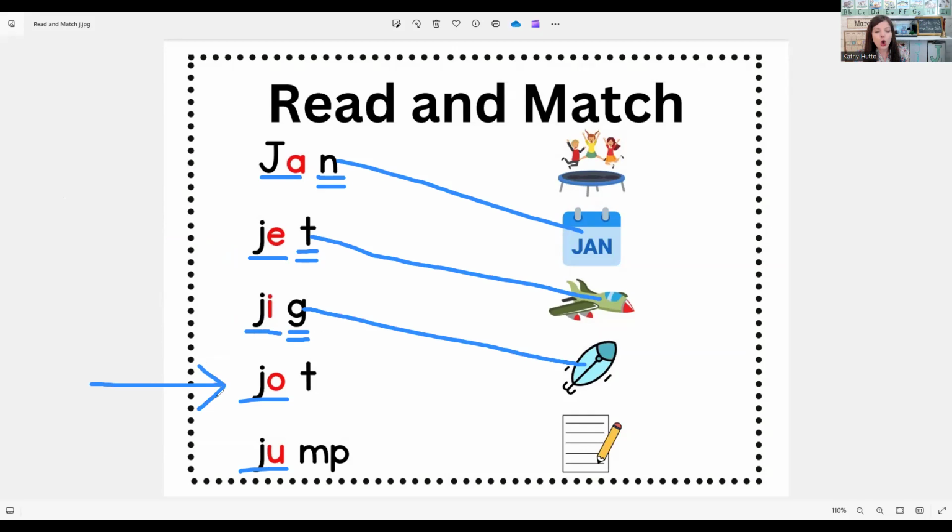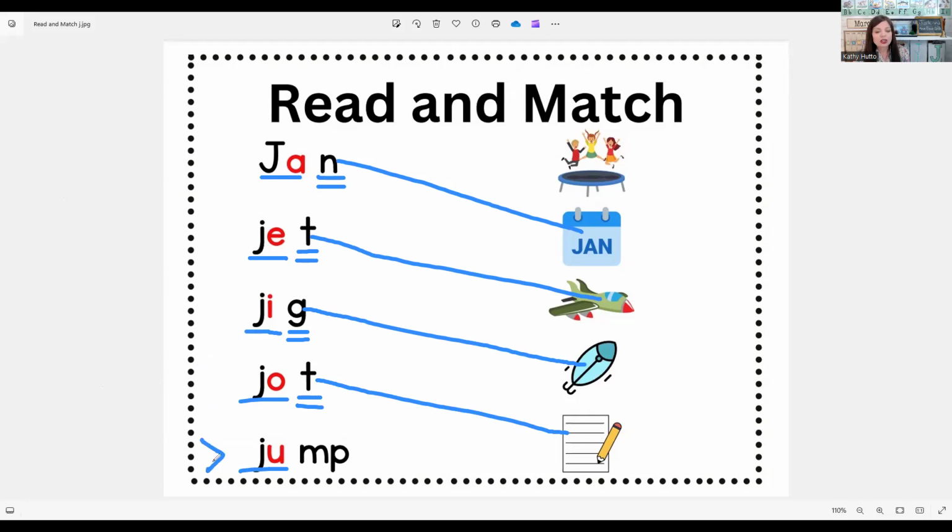Now J-O. J, ah, jot, jot, jot. Draw a line to the paper and pencil. Jot means to write something down quickly. I will jot it down.